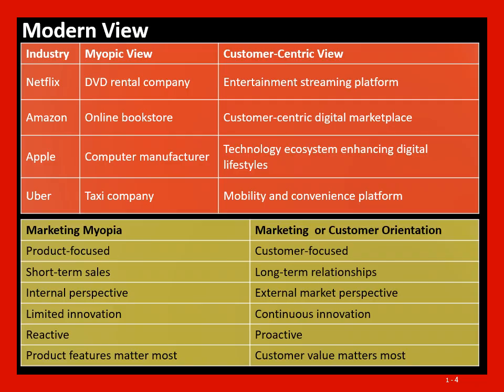If we talk about marketing myopia, this is generally related to product only: product focus, short-term sales, internal perspective, limited innovation, reactive product features. These are the features of marketing myopia. Whereas customer orientation or marketing orientation includes customer focus, long-term relationship, external market perspective, continuous innovation, proactive approach, and focus on customer value, because customer value matters most.